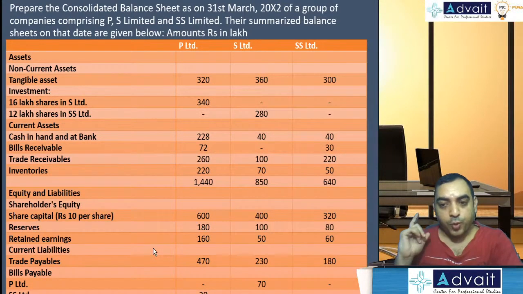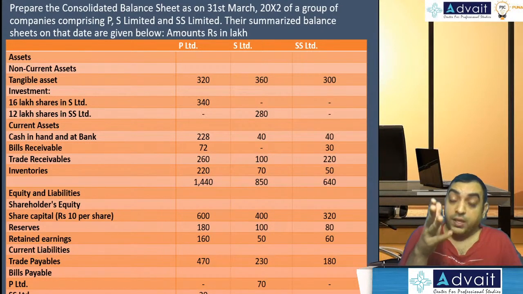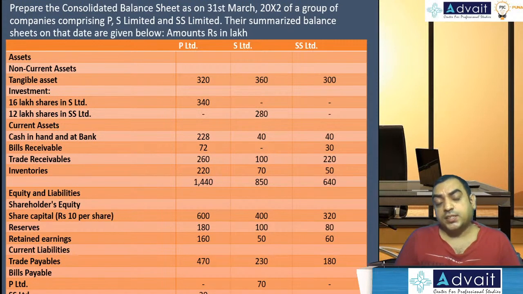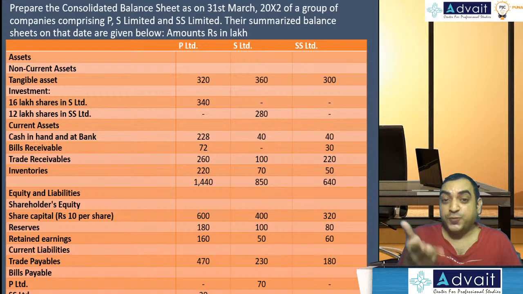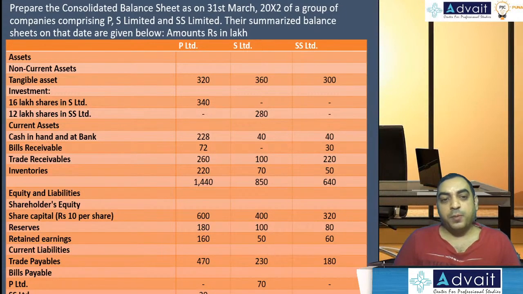Please read the problem once. This is an RTP question, MTP question, and a previous year question paper question also. This was asked in your study material also. Prepare the consolidated balance sheet on the 31st March 2002 of the group companies P Limited, S Limited, SS Limited. P for parent, S for subsidiary, S for sub-subsidiary. Nice name, no? Sub-subsidiary.